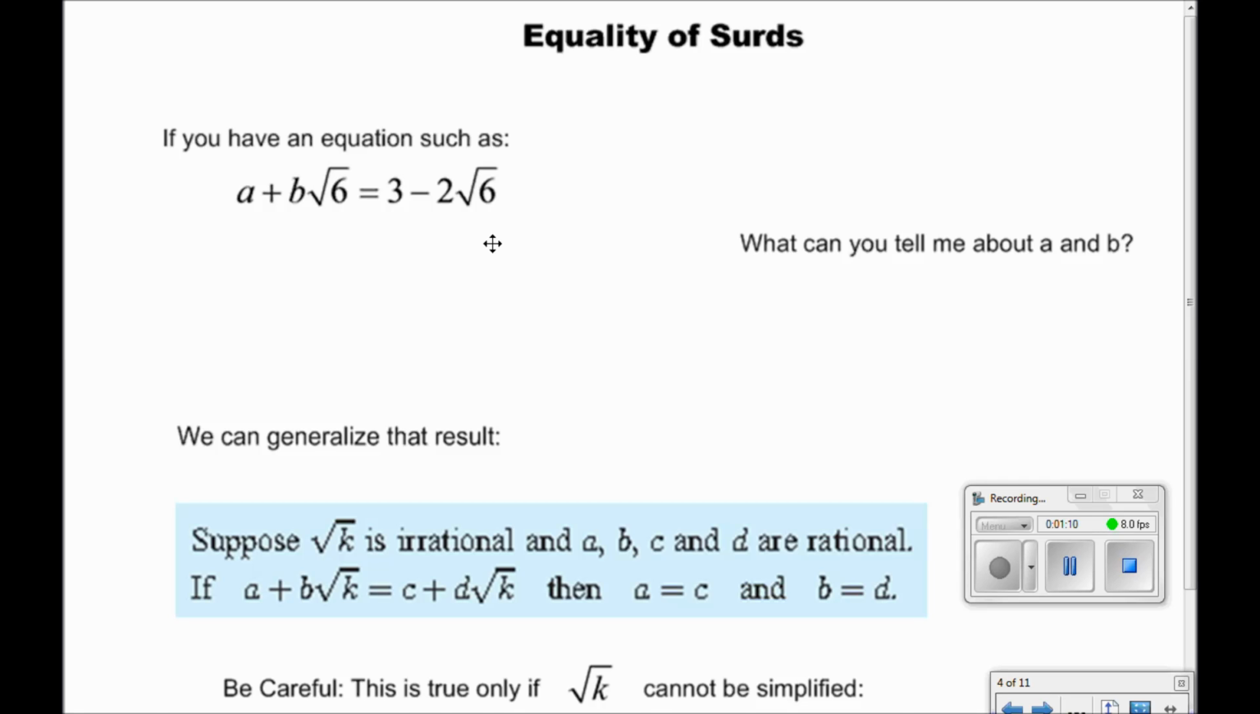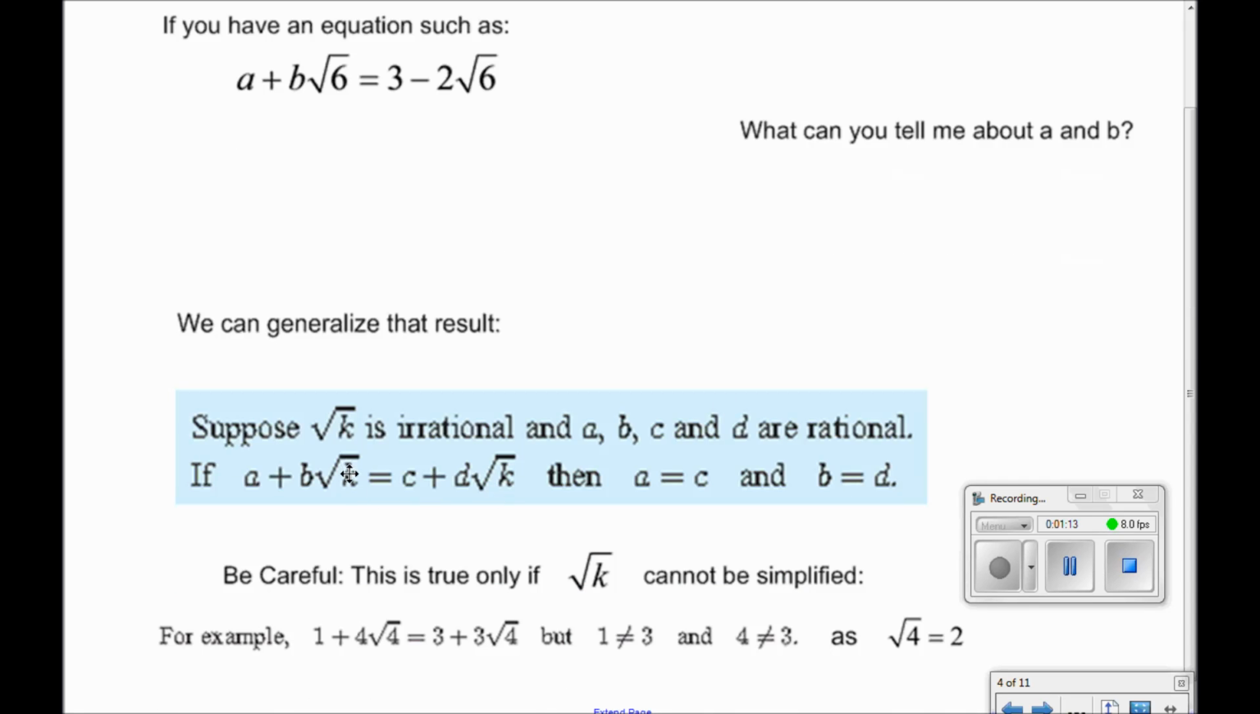So again, this only works when the radical that we're dealing with is a surd. It is reduced. So for example, it doesn't work with the square root of 4. So this is a correct statement here. 1 plus 4 times the square root of 4 is equal to 3 plus 3 times the square root of 4. That is true because we know that the square root of 4 is 2, right? So 1 plus 4 times 2 is equal to 3 plus 3 times 2. 1 plus 8 is 9, and 3 plus 6 is 9.